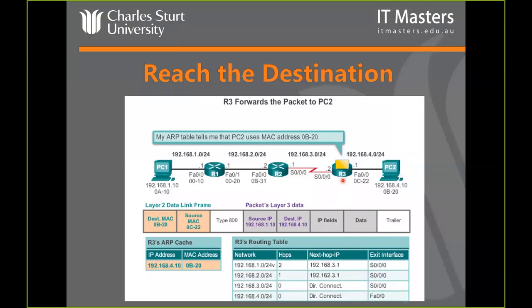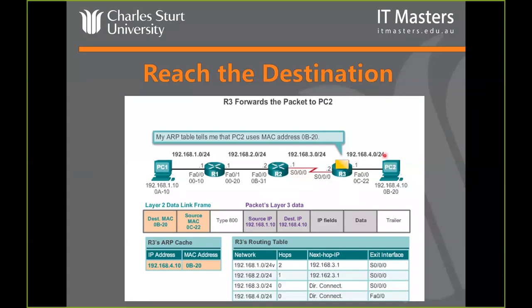When it reaches the destination router, the last routed link before it gets to the end host, you can see here it converts back to Ethernet, so destination and source MAC address. The IP addresses are still the same. Router 3 can see that the 192.168.4 network is directly connected and knows that it needs to send that packet directly out its FastEthernet 0 interface, and away it goes.